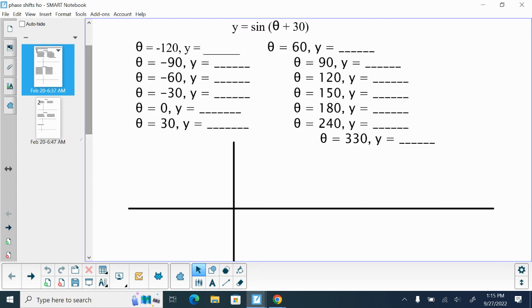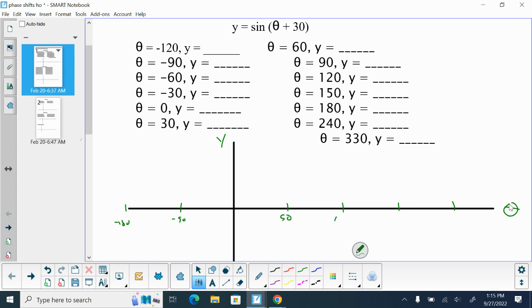Incrementing out our values down here at the bottom, we're going to space our axes out. We have our theta axis and our y-axis. We're going to space our theta values out by 90s: 180, 270, 360, negative 90, negative 180. And then we are going to divvy those up into thirds.